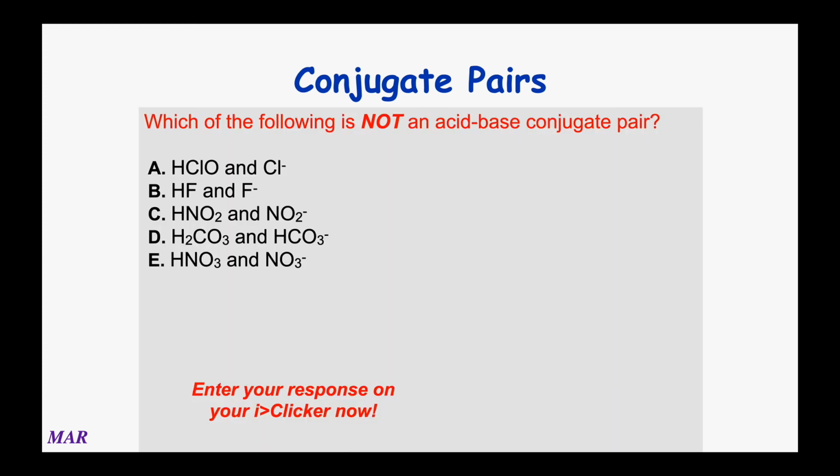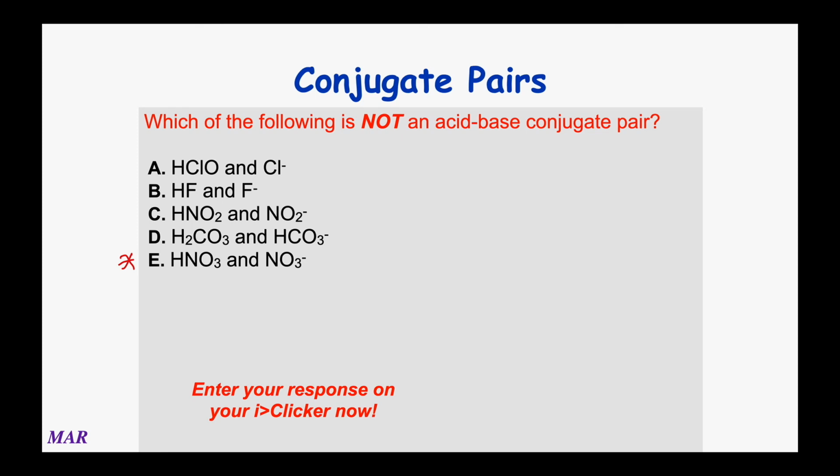Here's a question you might run into. It says, which of the following is not an acid-base conjugate pair? An acid and base conjugate pair is going to be related by an H plus. So one of them will have an extra H plus, and the other one will be missing an H plus. We've already seen that E is a conjugate pair, nitric acid and nitrate. You take away an H plus from nitric acid to make nitrate. You add an H plus to nitrate to make HNO3.